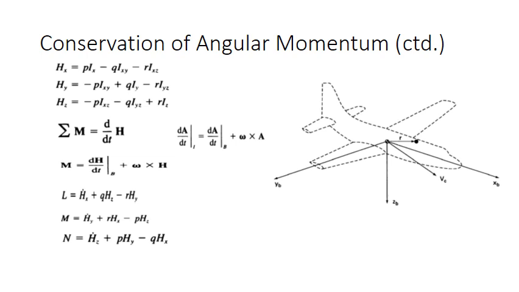A very famous assumption is to assume that the xz plane is a plane of symmetry of the airplane, and this is almost true for most airplanes. Hence, Iyz equals Ixy equals 0 for this assumption. The moment equations will be simplified to the following.